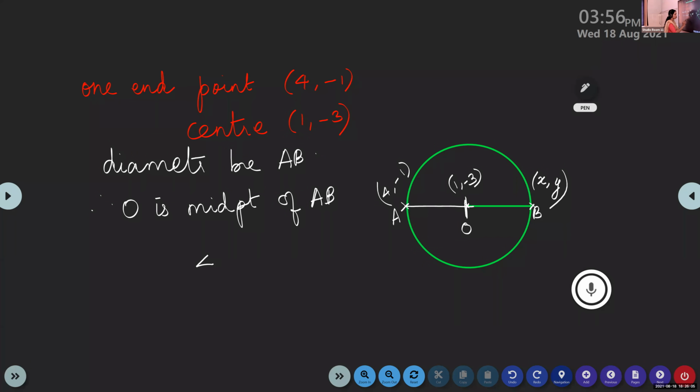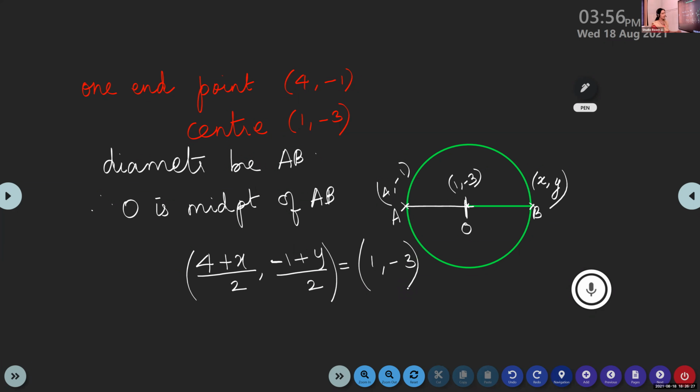How will you find the midpoint? (x1 plus x2) by 2. (4 plus x) by 2. Add the x coordinates and divide by 2. Similarly, add the y coordinates. (-1 plus y) by 2 will be the same as (1, -3). Is it clear, children? Rose? And Mary? Yes, ma'am.